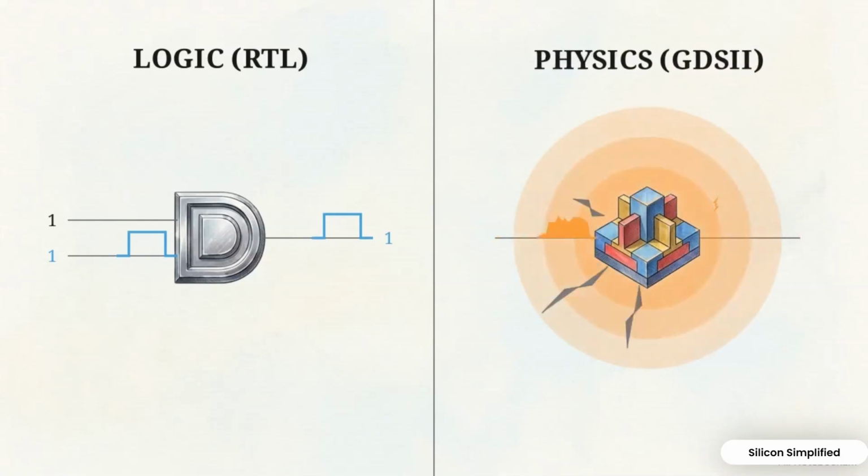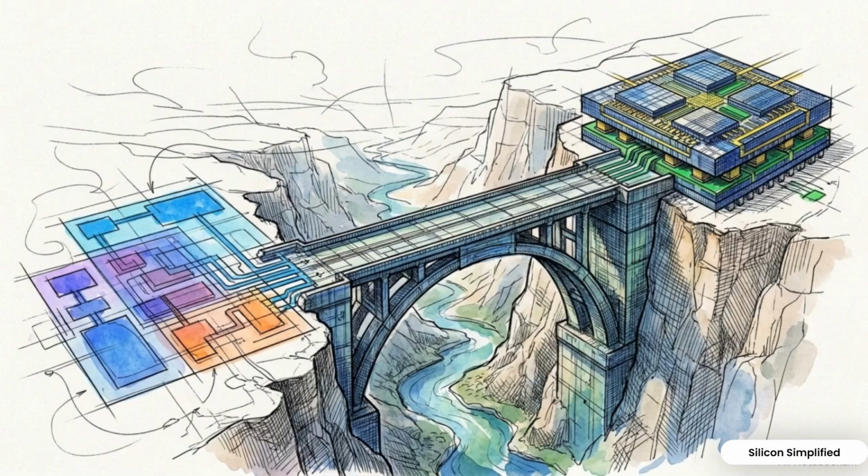In physical reality, that same transistor is surrounded by hostile physics. Flawless RTL code cannot be fabricated without rigorous physical implementation. This flow is the only bridge between theoretical architectural intent and a functional chip.